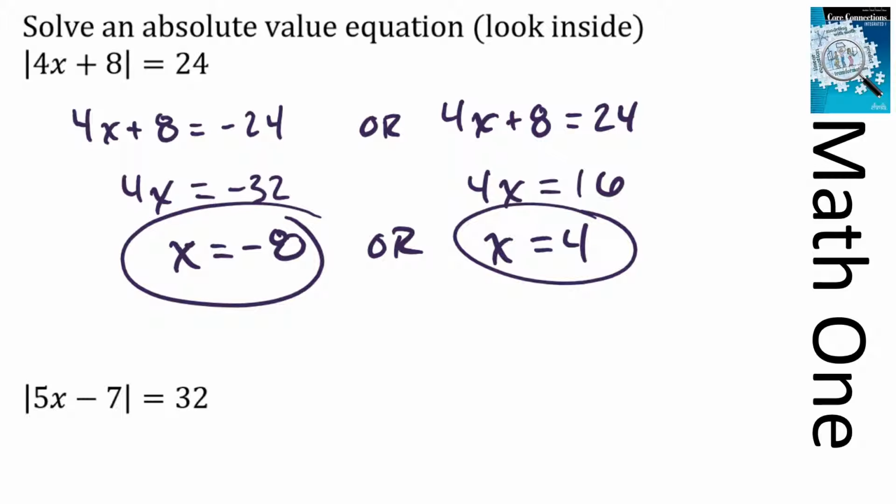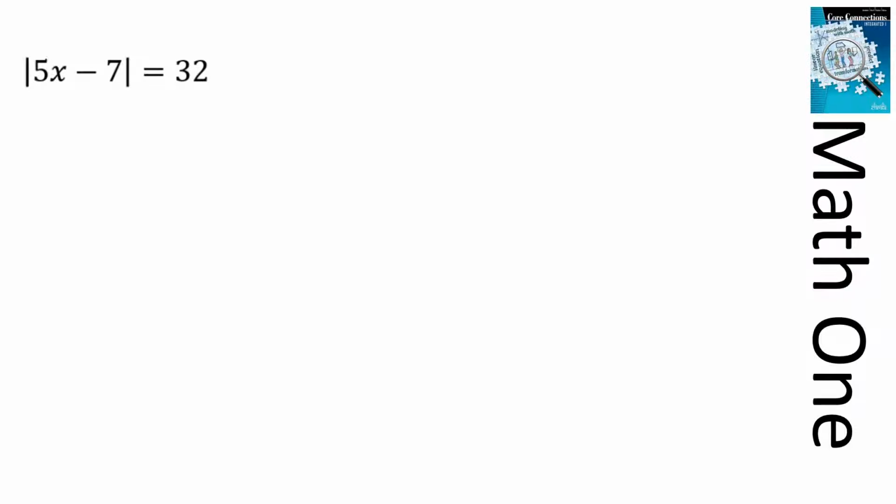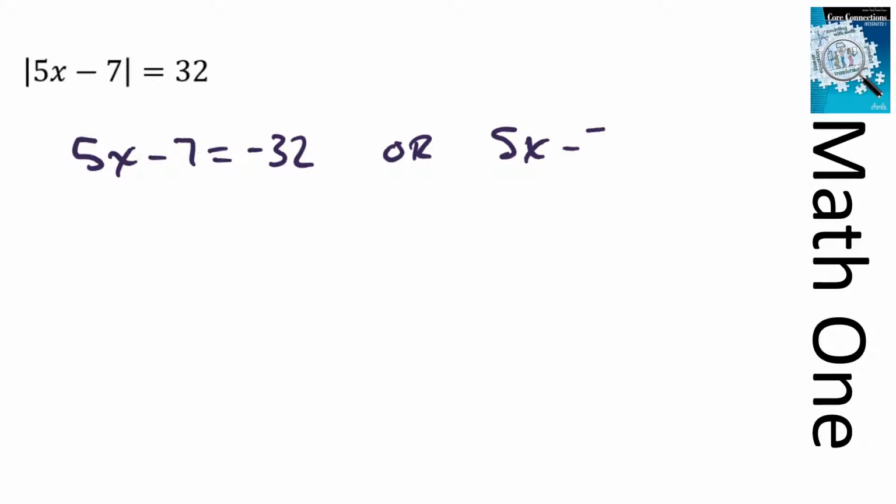When I plug those values into the expression 4x plus 8, I produce two different things that have an absolute value of positive 24. Let's take a look at the second example I have here. Again, the expression inside, 5x minus 7, is either negative 32 or positive 32. So 5x minus 7 is either equal to negative 32 or 5x minus 7 equals positive 32.